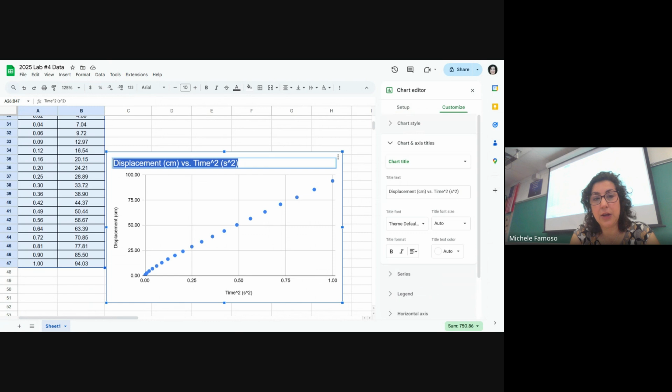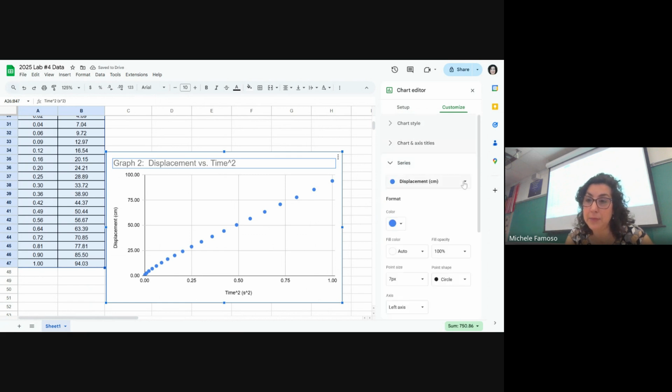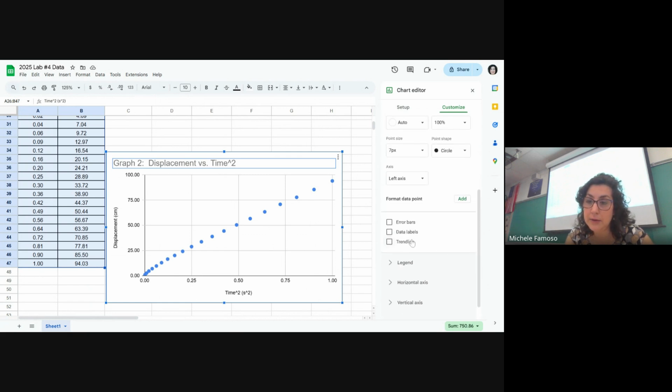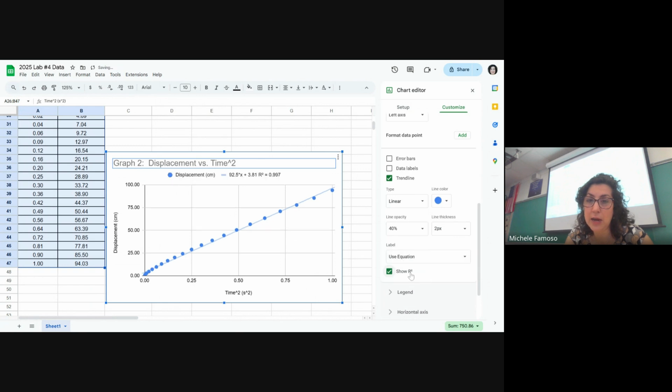I'm going to edit the title. So this is graph 2. That is displacement versus time squared. This looks a lot more linear than the last one. So I'm going to go ahead and now tell it, I have my 0, 0 on the bottom left. I'm going to add my trend line. Linear looks decent. Label, use equation, and we need the r squared.